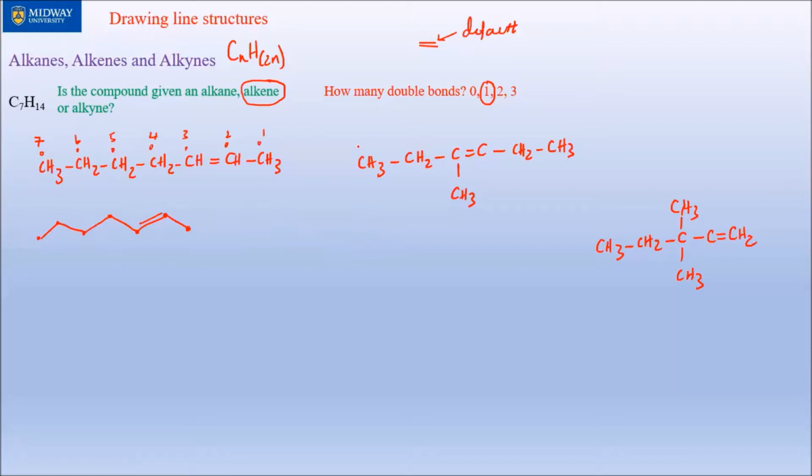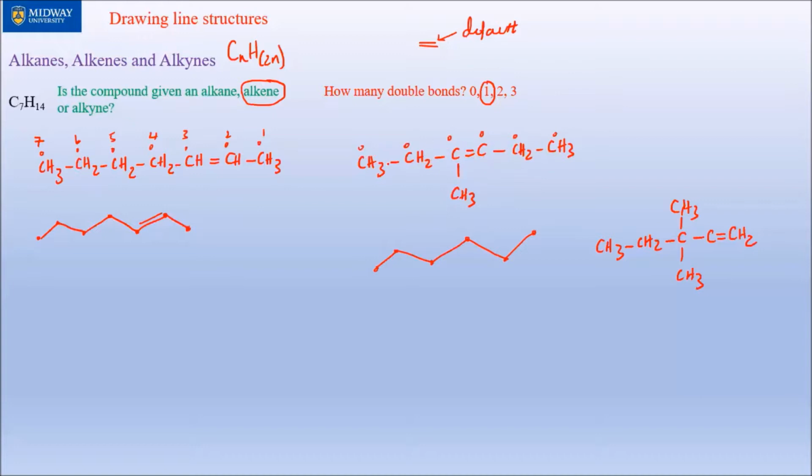Again, our longest chain is, in this case, 6 carbons. So 1, 2, 3, 4, 5, and 6. And then, well, in this case, it's a strange thing, right? I mean, it's right in the middle. The double bond is here. So which side should we start from? Well, this side has 2 with respect to the double bond, or 3.